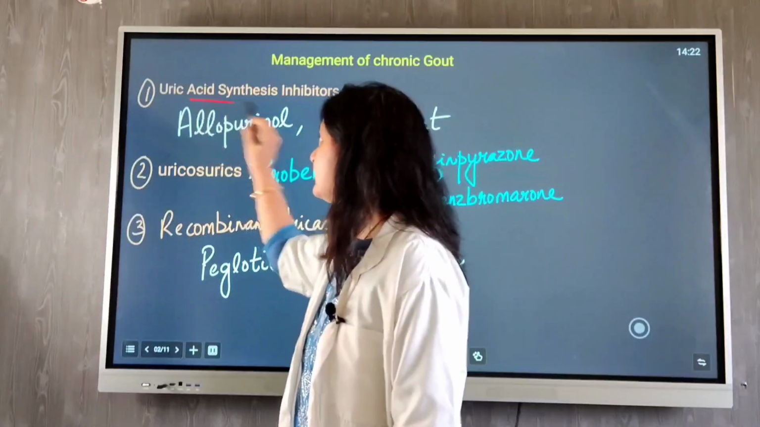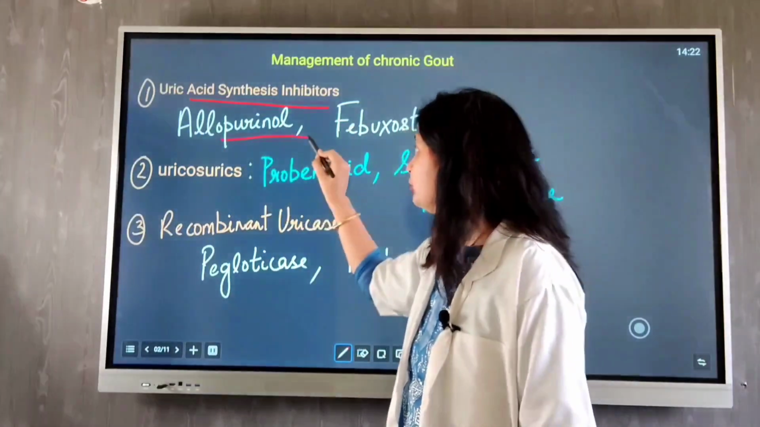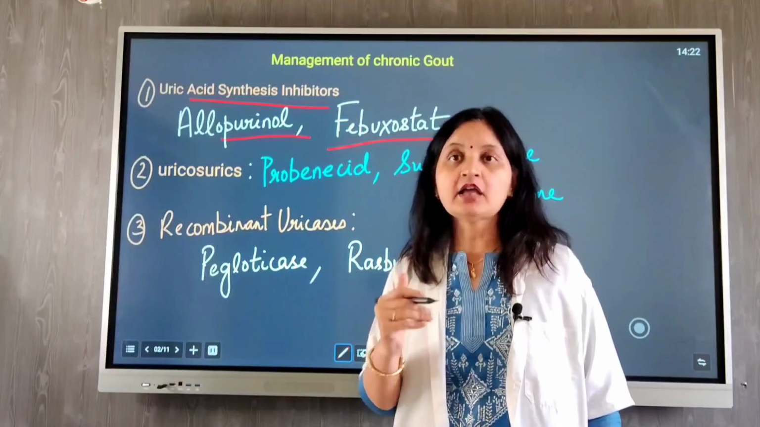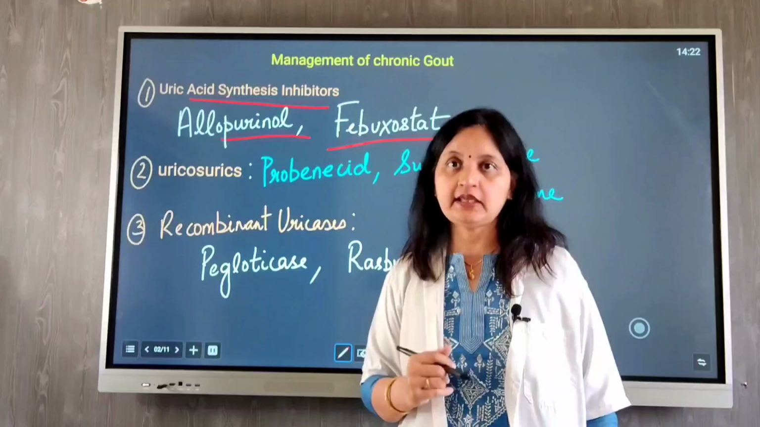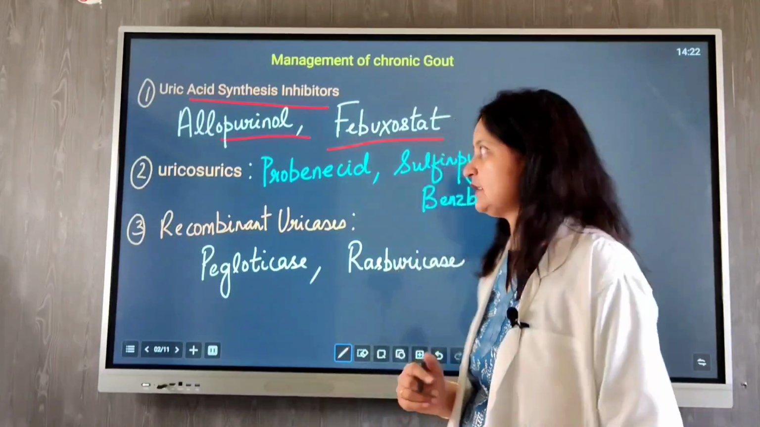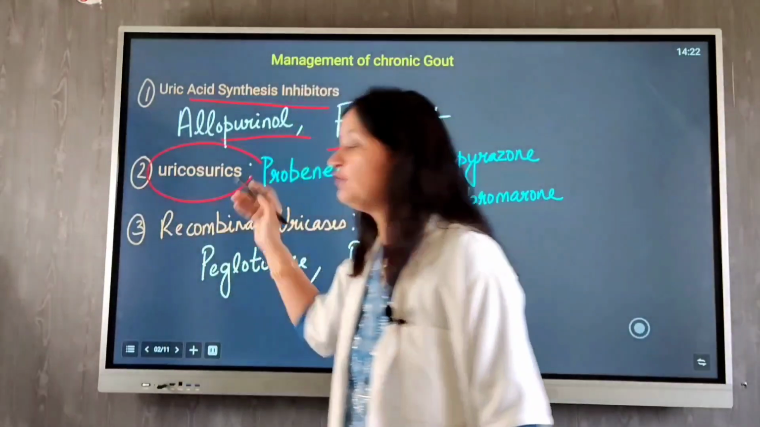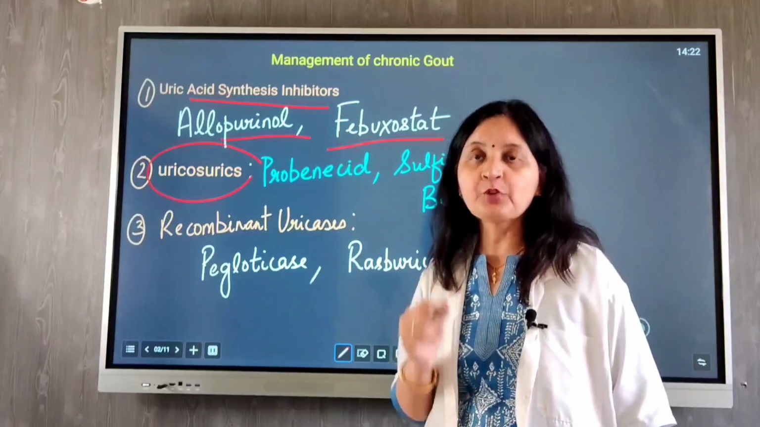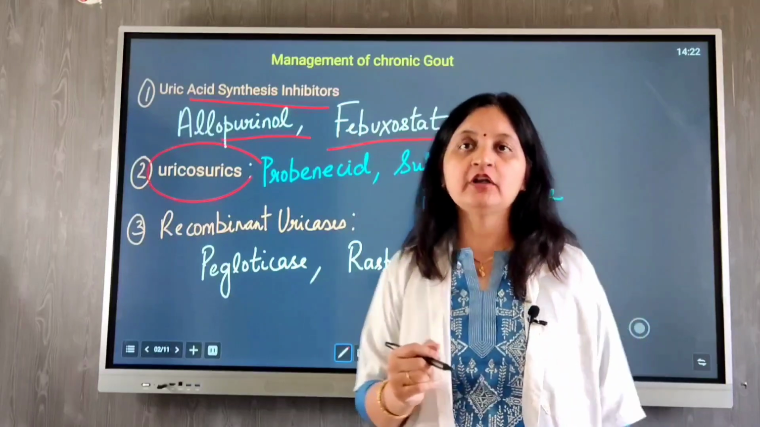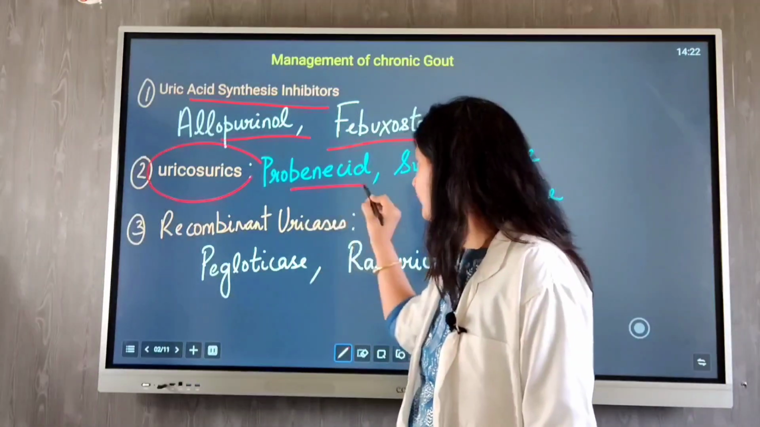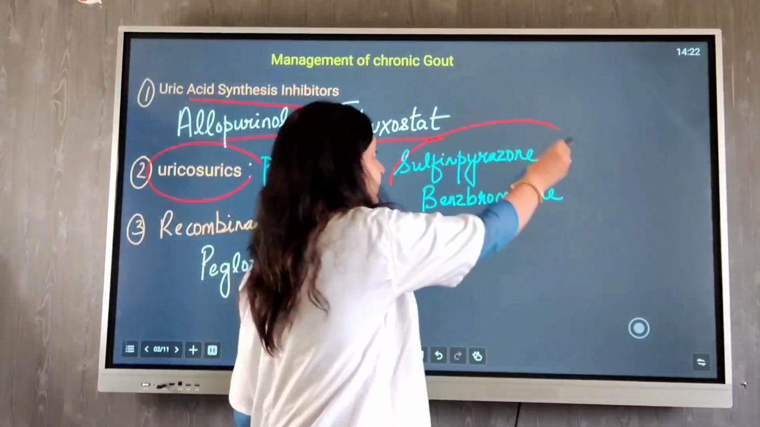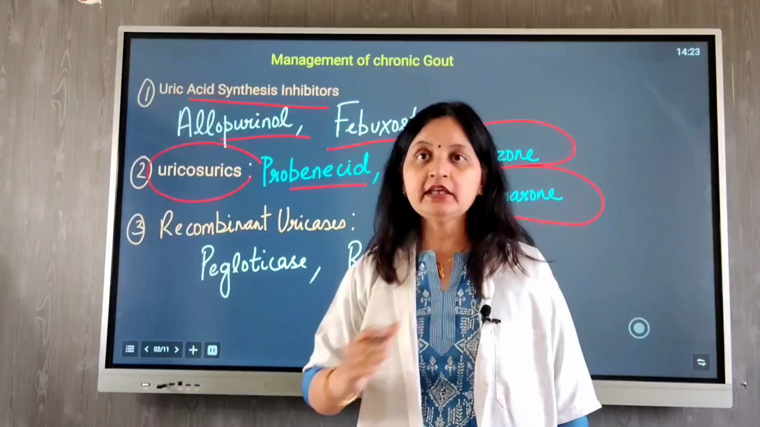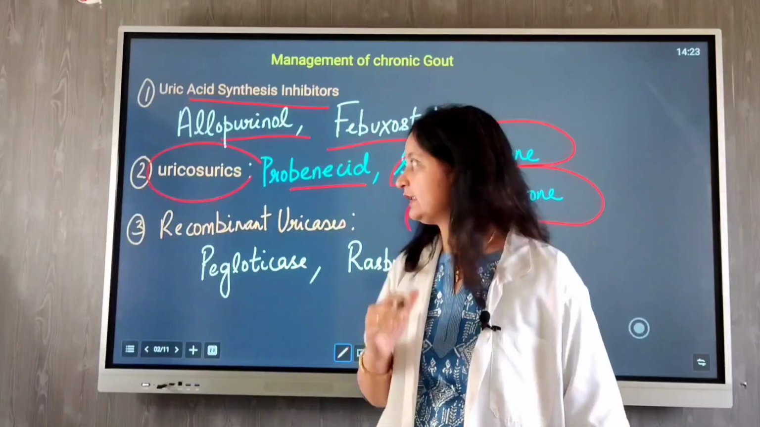We have the uric acid synthesis inhibitors, that is allopurinol and febuxostat. So allopurinol and febuxostat are classified under uric acid synthesis inhibitors. They decrease the uric acid synthesis. Amongst the uricosuric drugs, which increase the excretion of uric acid by the kidneys, the drugs are probenecid, sulfinpyrazone, and benzbromarone. So these are the three drugs that increase the excretion of uric acid by the kidneys.